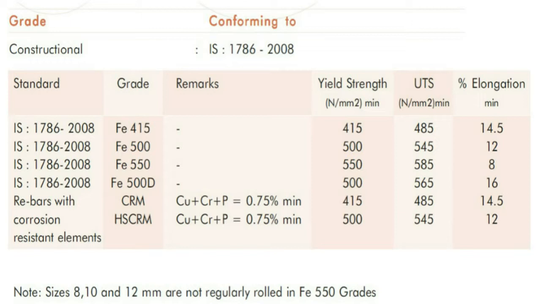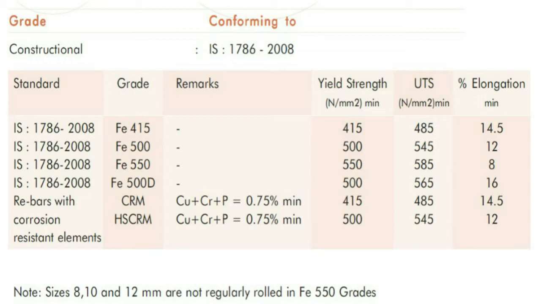The standard code for steel is IS 1786-2008. For grade Fe415 steel bar, the yield strength of the steel bar should not be less than 415 Newton per mm square, and its ultimate tensile strength must be a minimum of 485 Newton per mm square. The percentage of elongation should be less than 14.5% respectively.